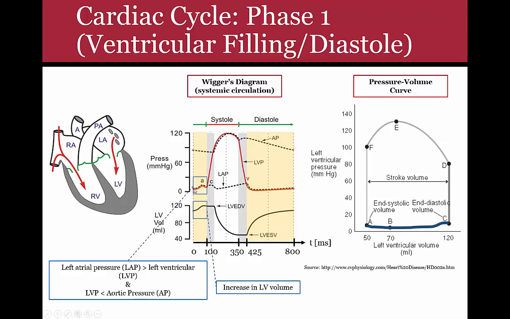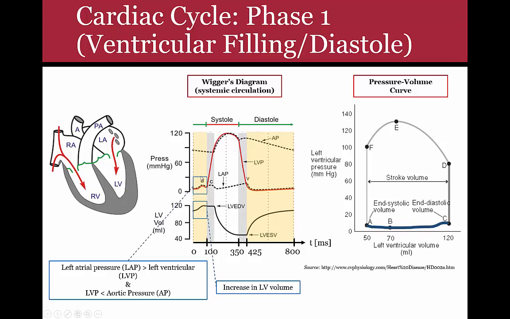The dotted line on the bottom here is the left atrial pressure, the red line is the ventricle pressure, and the dotted line on top is the aortic pressure. So notice the directions here. The red line, which is the ventricle pressure, is below the atrial pressure. That causes movement into the ventricle to fill it up.